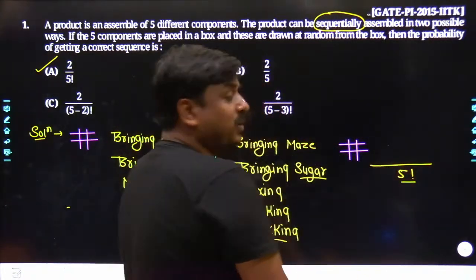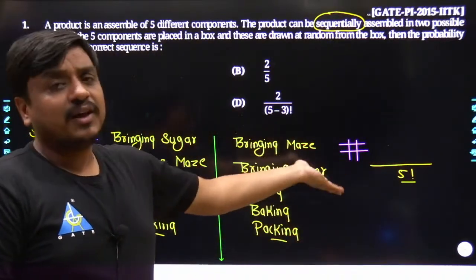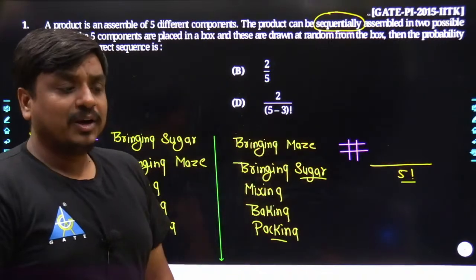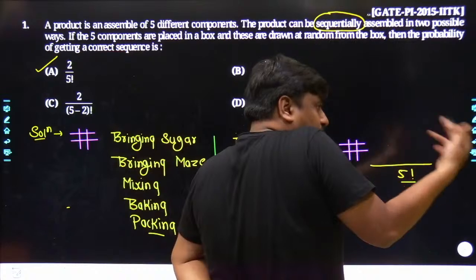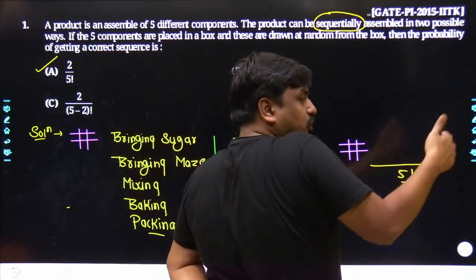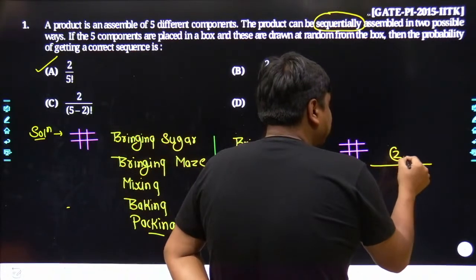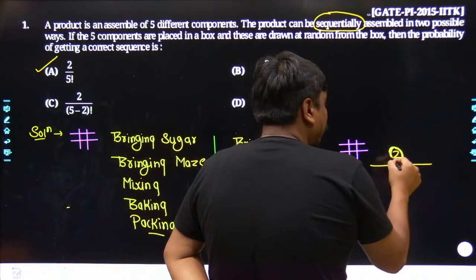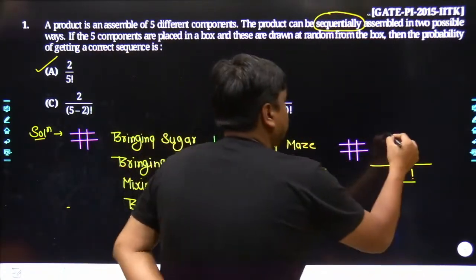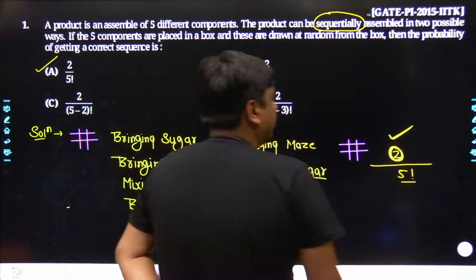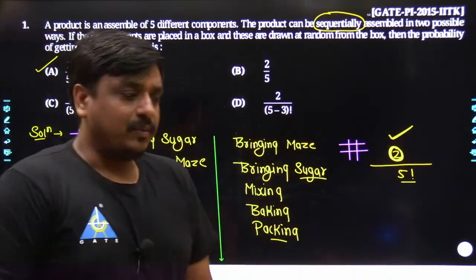You can have 5P5, and we have seen that nPn stands for n factorial, and here the value of n is 5. So definitely the denominator is 5 factorial. Out of 5 factorial different ways, which equals 5 into 4 into 3 into 2 into 1, only 2 sequential processes would be able to generate the final product. That is the total favorable number of events out of 5 factorial. So the answer is going to be 2 divided by 5 factorial.